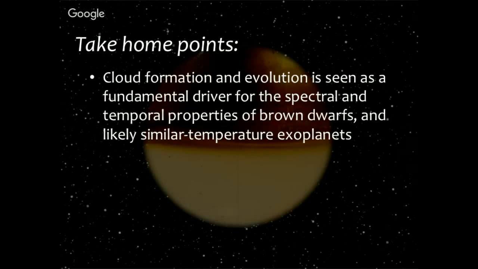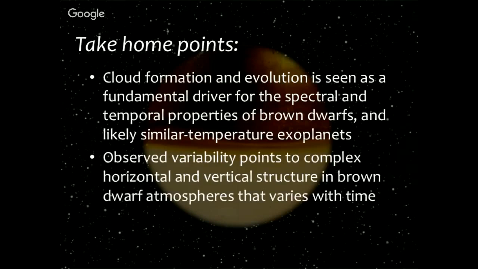So the first one is that this process of cloud formation and evolution, that of course here on planet Earth we're very adjusted to, we know that clouds form here, is actually a fundamental part of brown dwarf atmospheres. And it's not just an aspect of brown dwarf atmospheres, it's actually a driver of not just the temporal properties, but also the long-term evolutionary properties of these objects. We'll see that when we talk about the transition between two particular spectral classes of objects, the L dwarfs and the T dwarfs. But it's not just a nice feature of brown dwarf atmospheres, it's actually something that seems to be very physically important for understanding how we interpret their physical properties. And probably also exoplanets as well, as I'll make that connection later on.